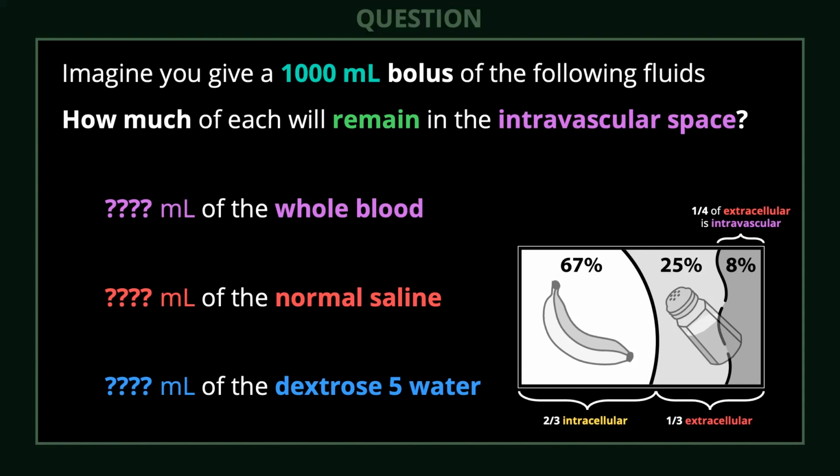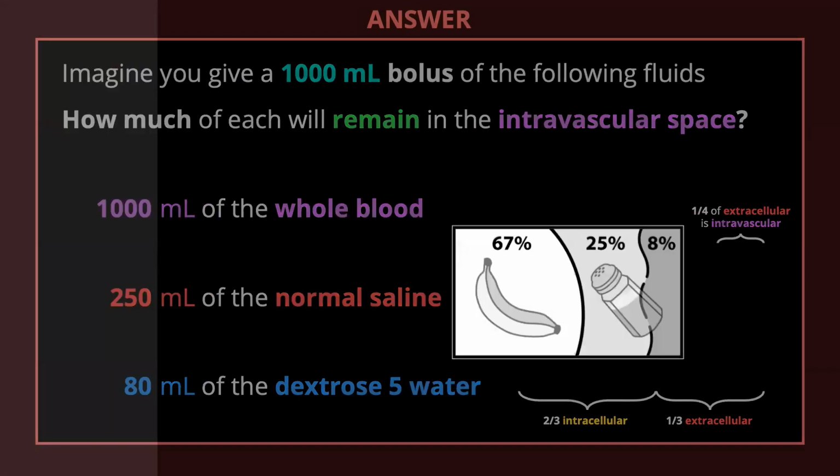So for whole blood, you keep every milliliter, 1,000 milliliters remains in the intravascular space. Of the normal saline, or in fact any crystalloid, 250 milliliters is going to remain in the intravascular space. And for the D5W, which is basically just free water, only 80 mils remains in the intravascular space. Let's look at why that's the case.